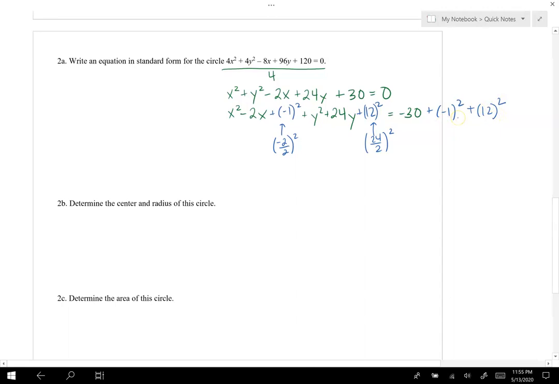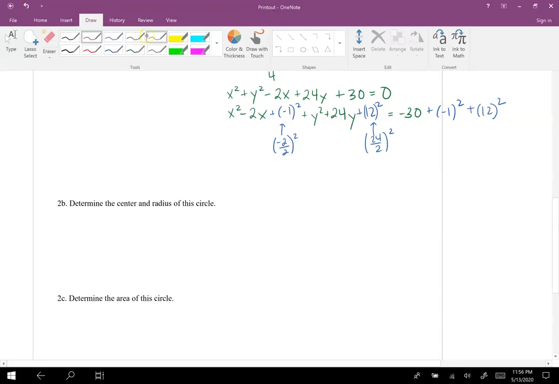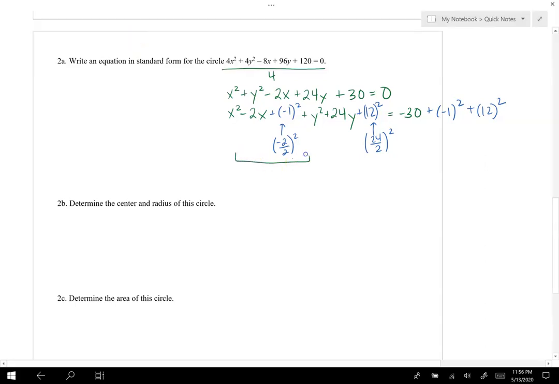Notice I'm putting parentheses around the negative numbers. When you type that in your calculator, I want you to type it just like that so that your calculator will make that a positive number. All right, so when you rewrite your squares here so you can get it in standard form, this is really an x minus 1 because half of -2 is -1, plus y plus 12 squared equals, and I add all those up, it's 115.